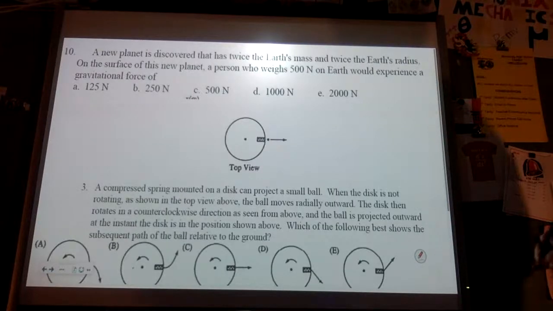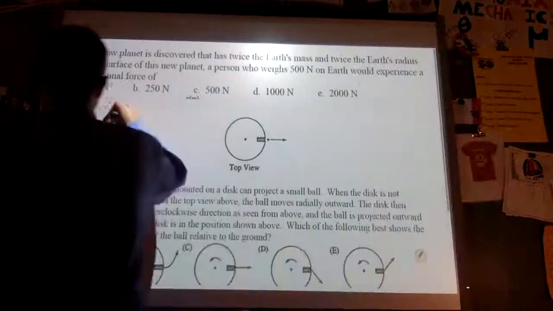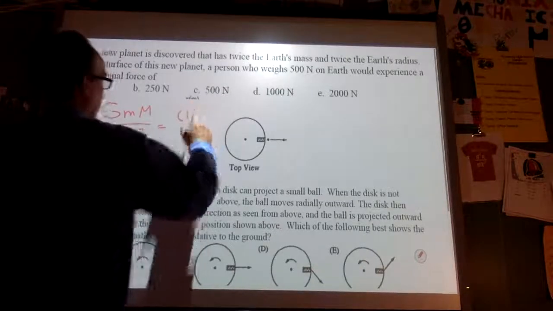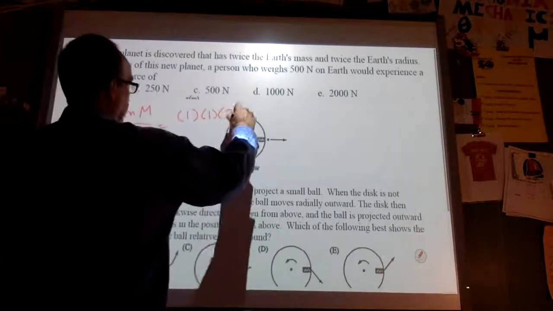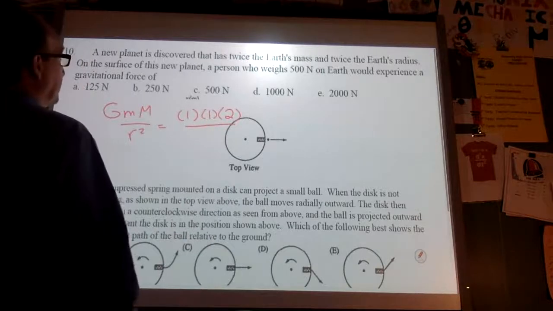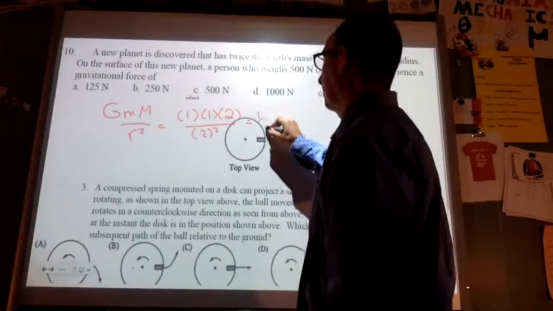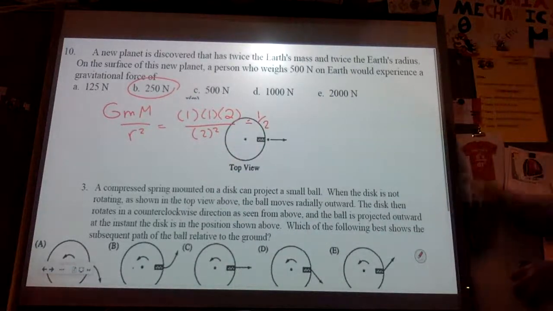A new planet is discovered that has twice Earth's mass and twice Earth's radius. A person who weighs 500 newtons on Earth would experience a gravitational force of... So, G m M over r squared. G is not going to change. The person's mass isn't going to change. But we're saying that the new planet has a mass that's twice, so I'm going to put a 2 for that. And it has a radius that's twice, so I'm going to put a 2 for that. And so that's going to give me 1/2. So if they weighed 500 newtons on Earth, they would weigh 250 on the new planet.